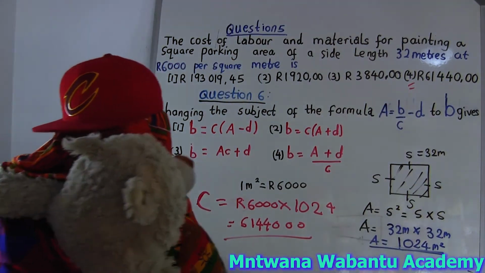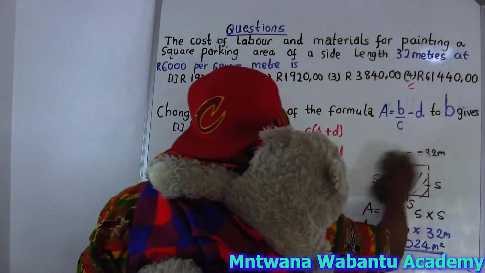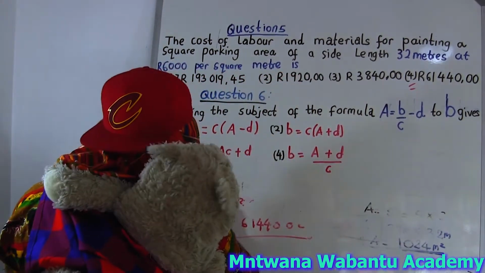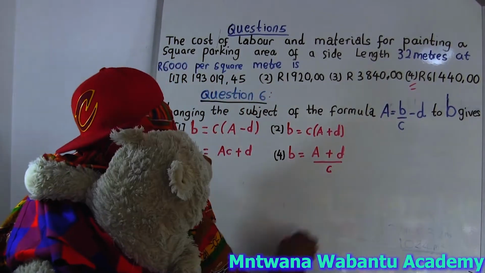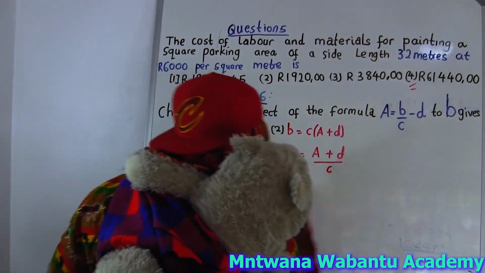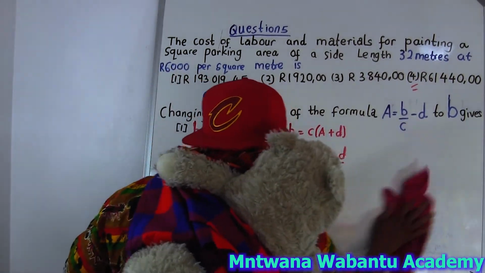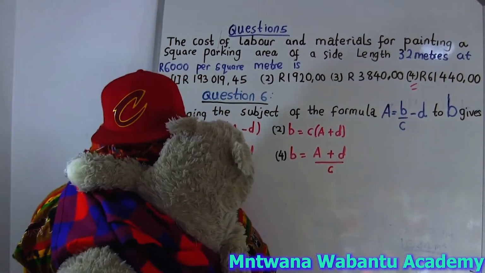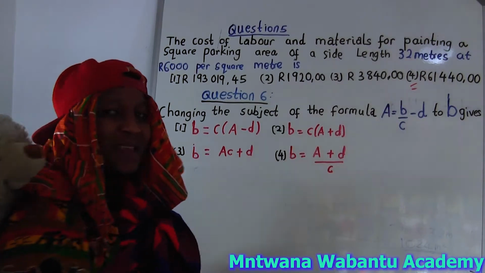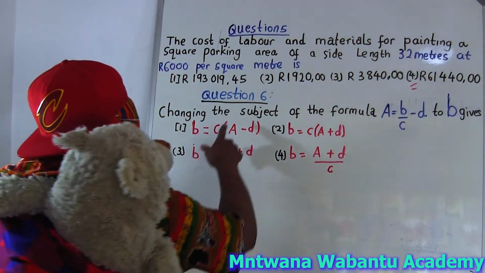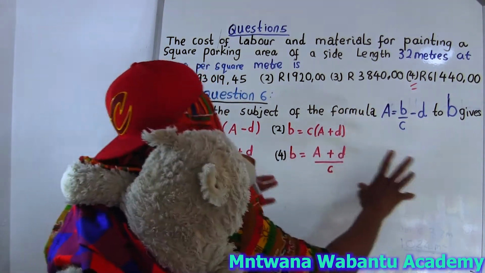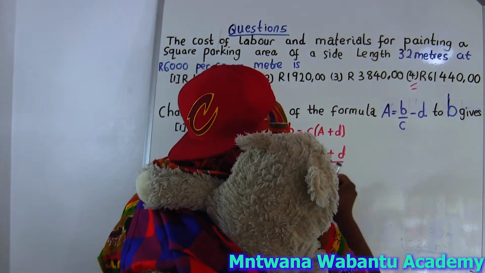Now let's go to question number 6. Question number 6 is easy. Let's make a space here. We want to make a subject of a formula. This is very, very, very easy. Now they say here, changing the subject of the formula. So this formula here, we have making the subject. What does the subject mean?